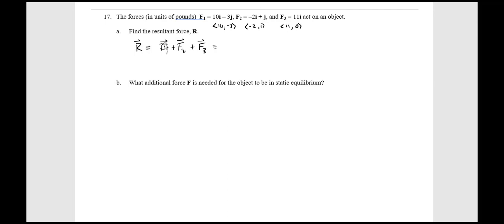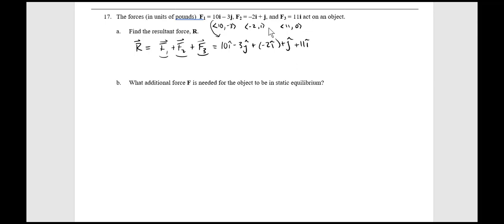Well, we could add with the i, j, and k, or with the vector bracket notation. I think we've seen this with the vector bracket, so let me show it with the i, j, and k. Vector F1, I'm just copying down from here. It's 10i minus 3j plus F2, so plus -2i plus j. And finally, F3 is just plus 11i that I'm adding on.